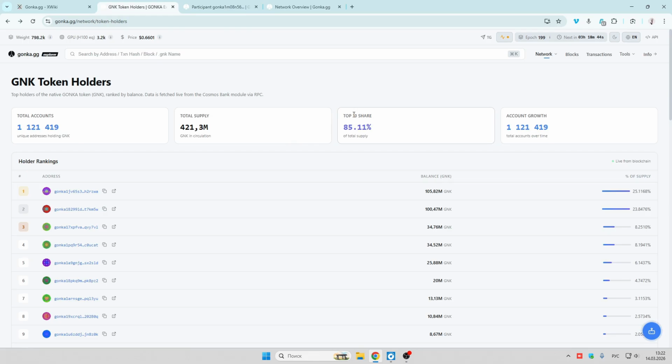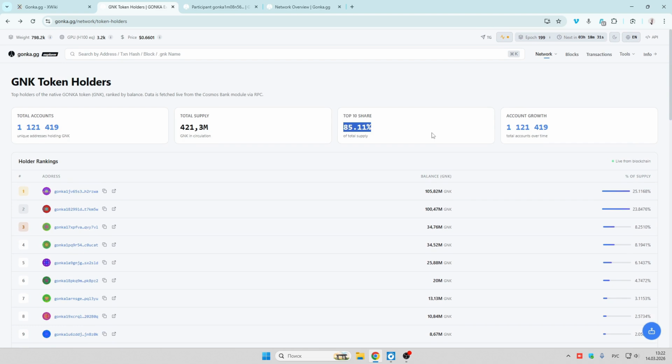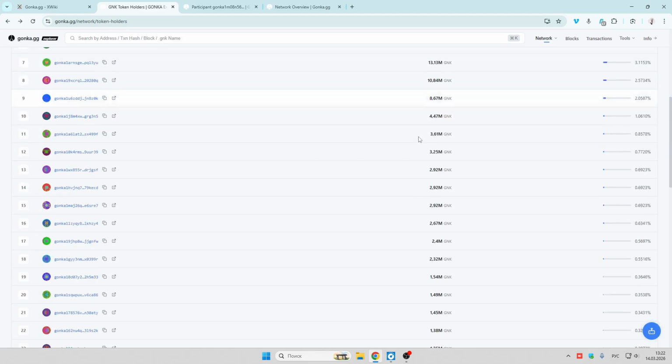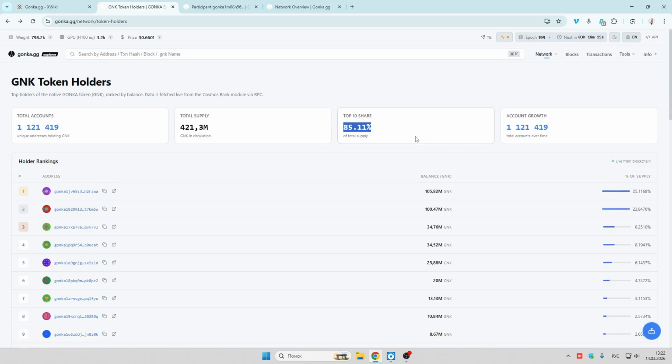Now, this is interesting. The top 10 wallets hold 85% of the total supply. 10 wallets hold 85% of the total amount. But it would be good to verify this figure. Account load total, we have.